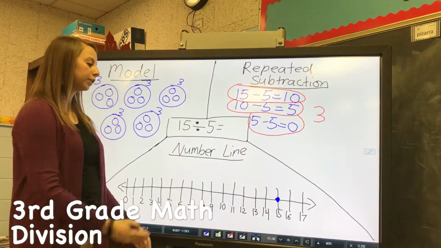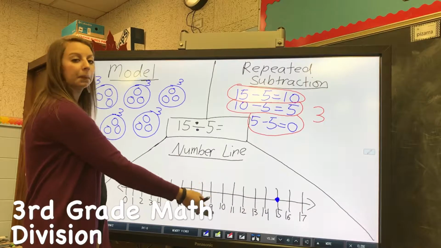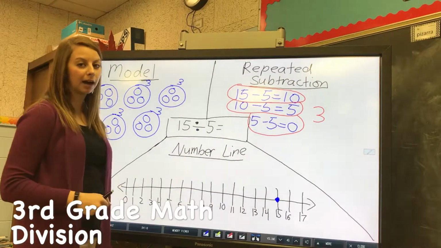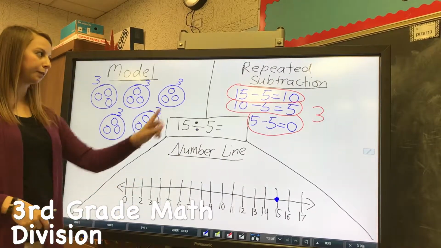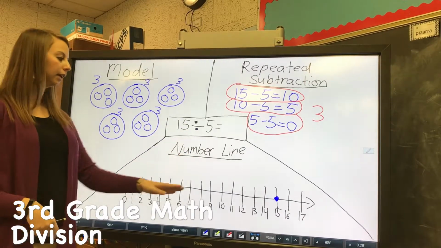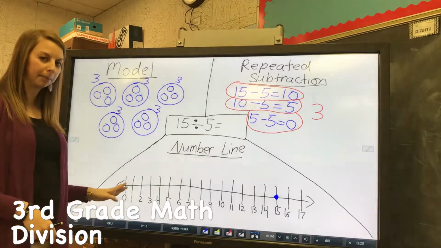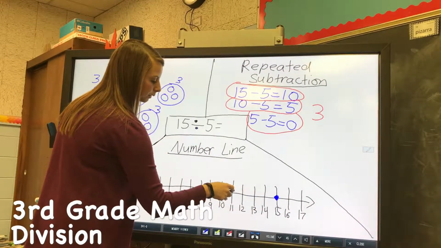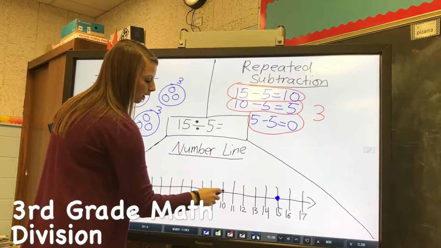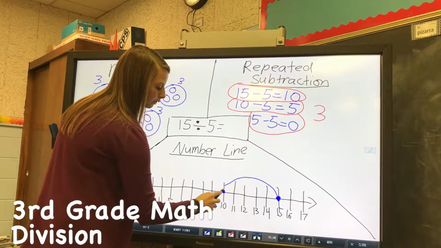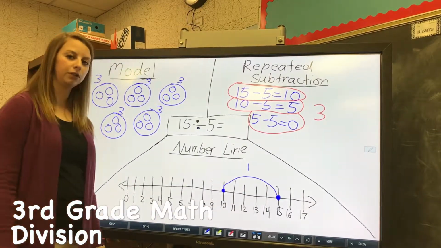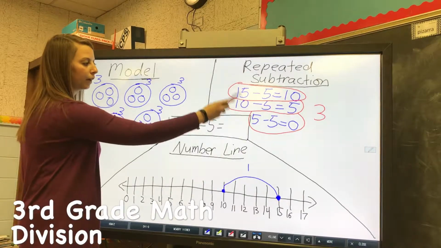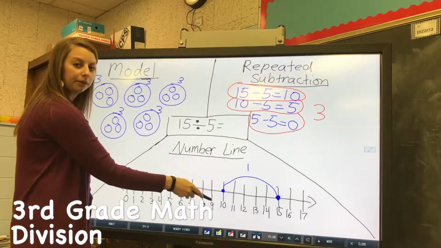And then I'm going to make a jump backwards of 5 until I get to 0. So it's pretty similar to repeated subtraction, except I'm just making jumps on my number line. So I'm going to go backwards 5, and I'm going to make another dot and jump there. So that was my first jump. So instead of counting equations, now I'm just counting jumps down here.